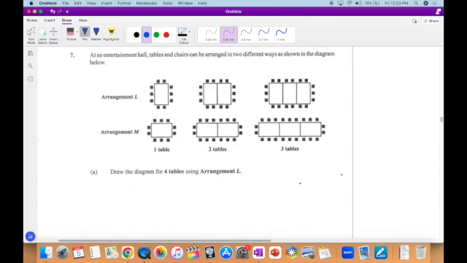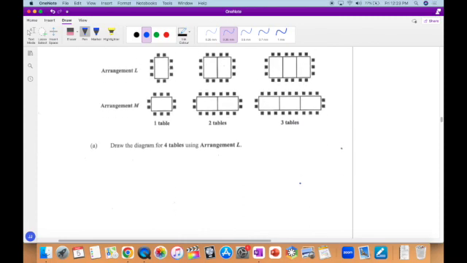At an entertainment hall, tables and chairs can be arranged in 2 different ways as shown in the diagram. We have the first arrangement and we have the second arrangement. Draw a diagram for tables using L, right? So if we use L, 4 tables would be 1, 2, 3, 4. This is 3 people here, 1, 2, 3. 3 people here, 1, 2, 3, and then 2 each.